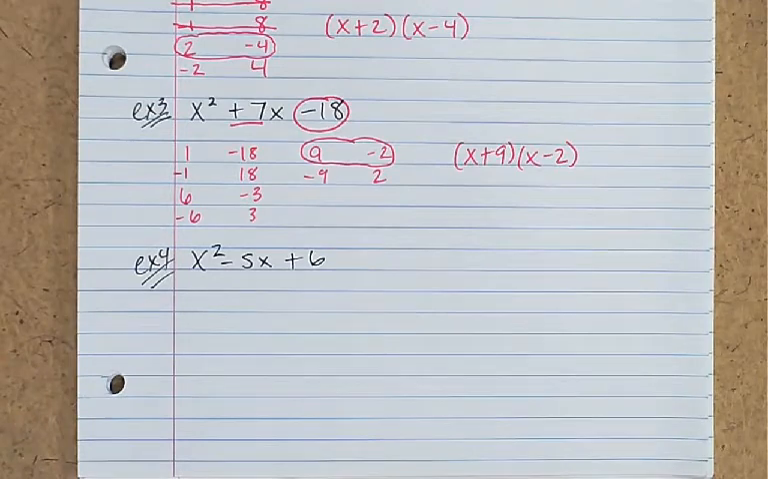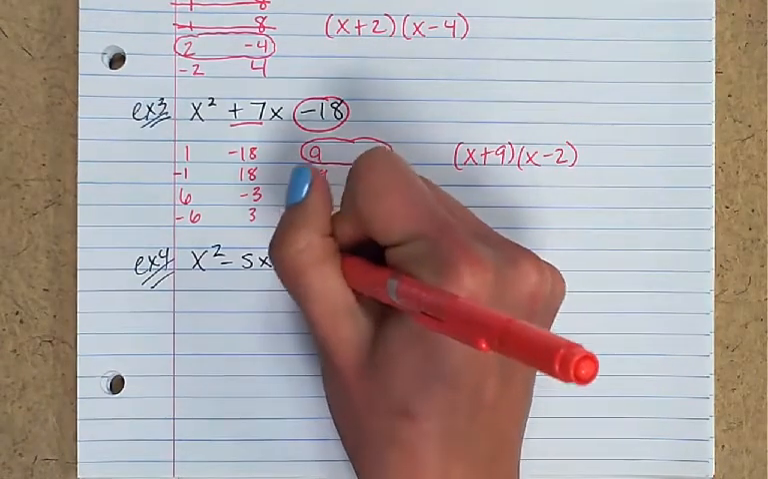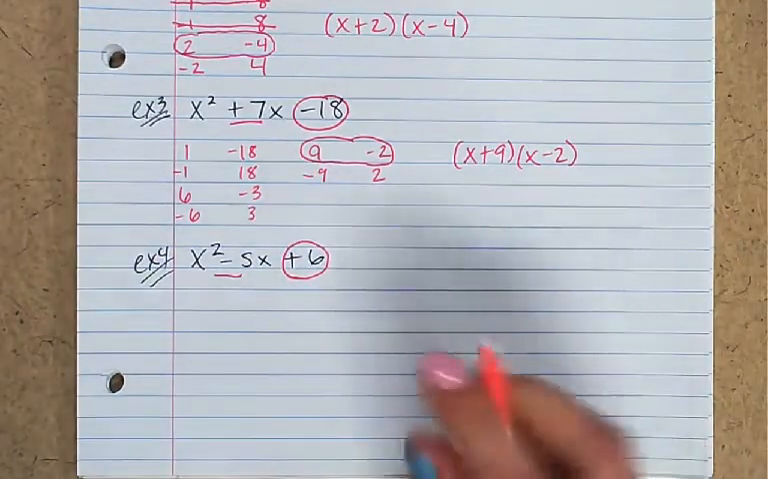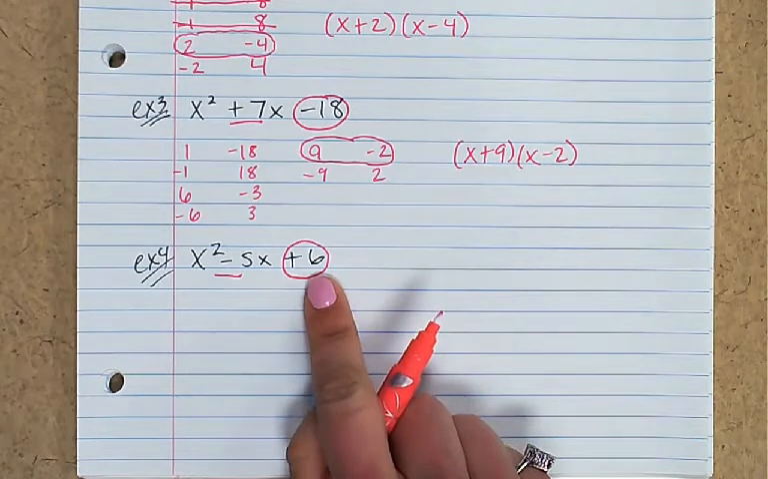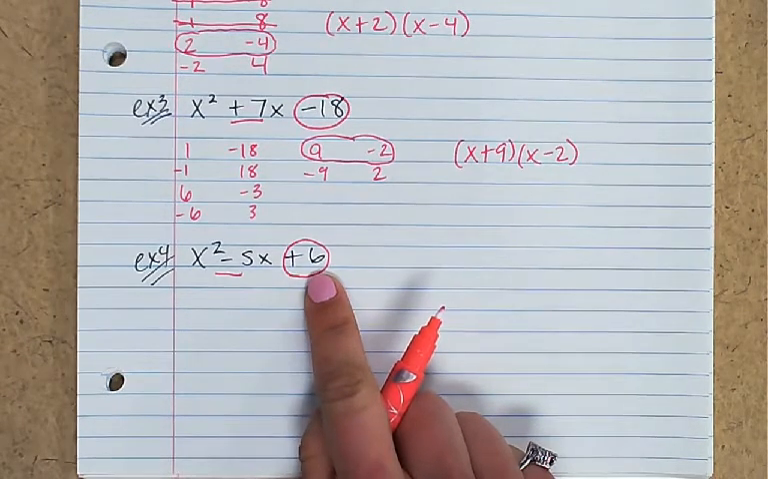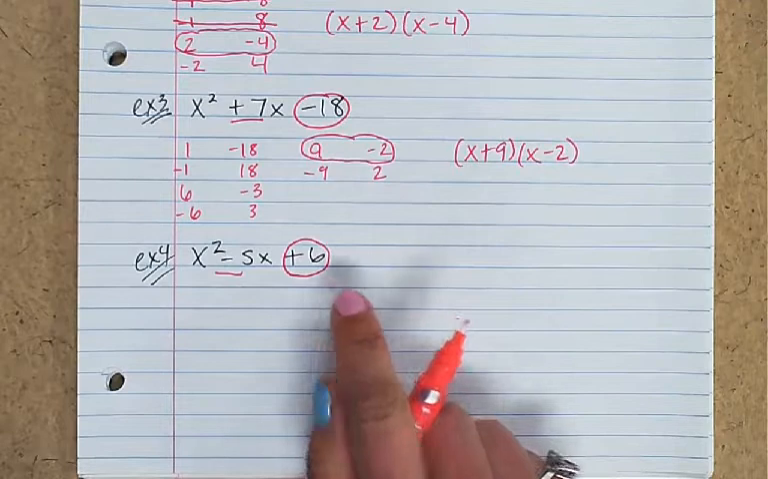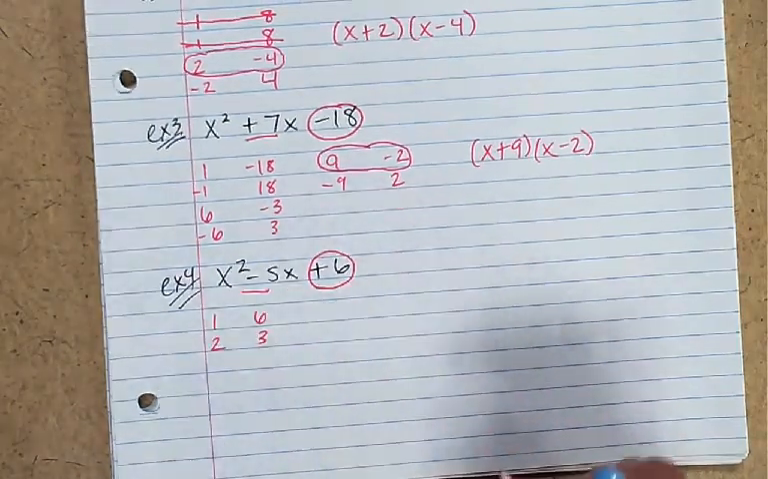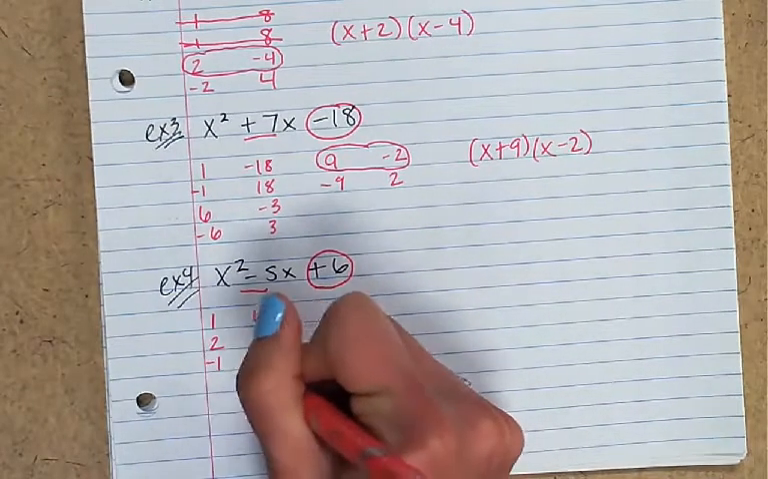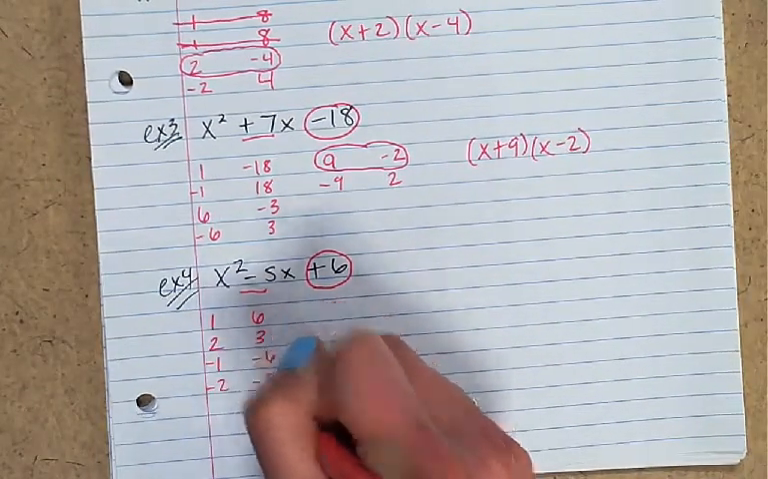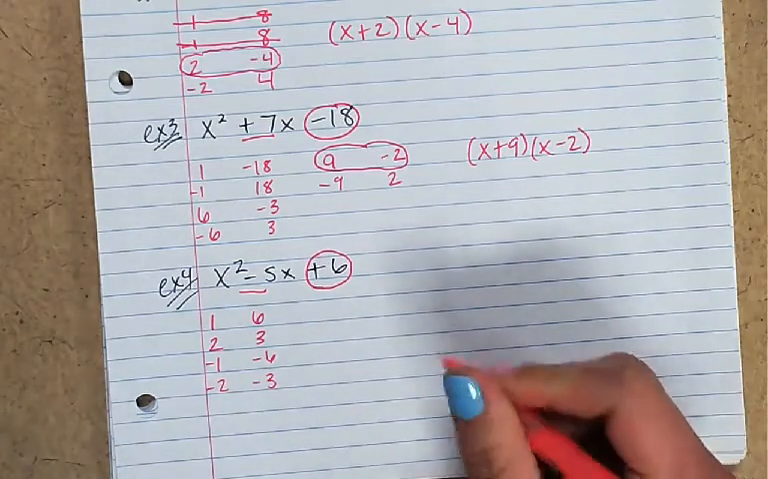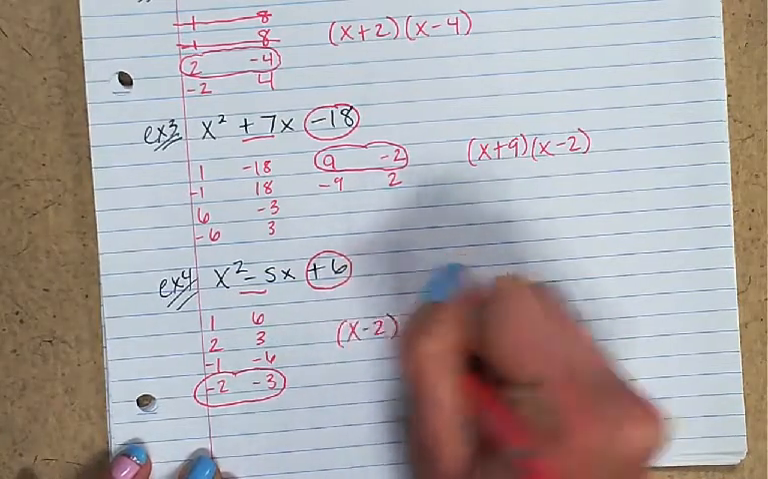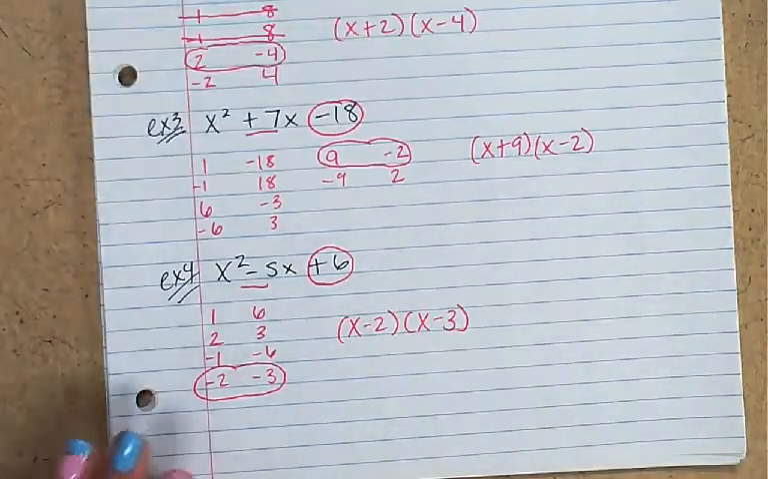Okay, last one. We have to multiply to make 6 and add to make negative 5. So when you multiply to get a positive number, two things can happen. They're either both positive or they're both negative. So 1 and 6, 2 and 3, those both multiply to make 6. But also negative 1 and negative 6 and negative 2 and negative 3 multiply to make a positive 6. So from there, the ones that add to make negative 5 are here. So x minus 2, x minus 3.